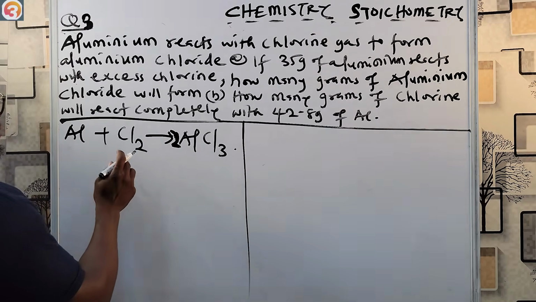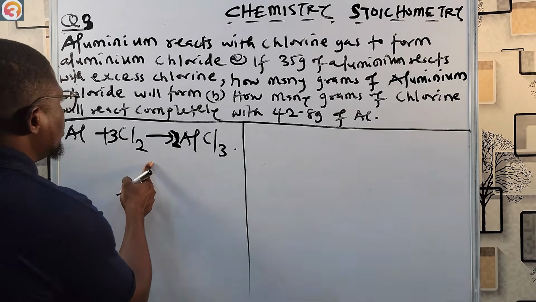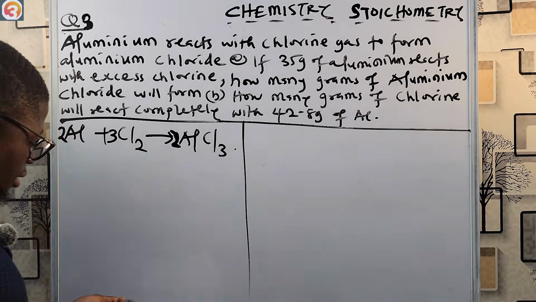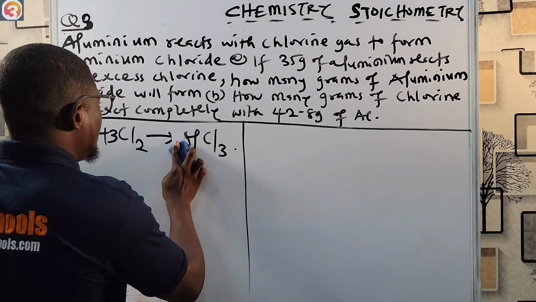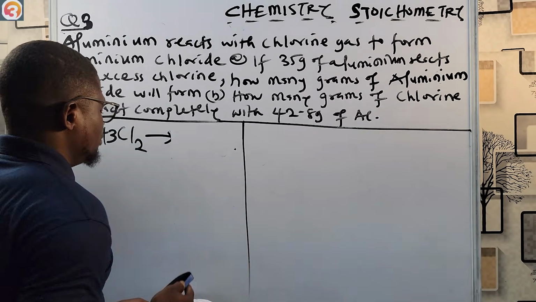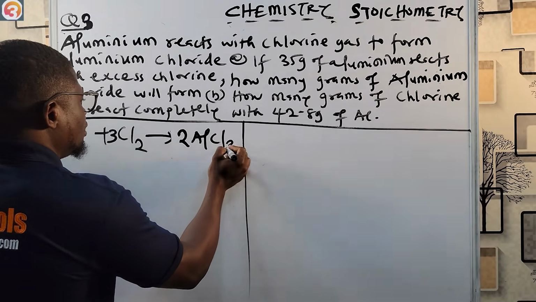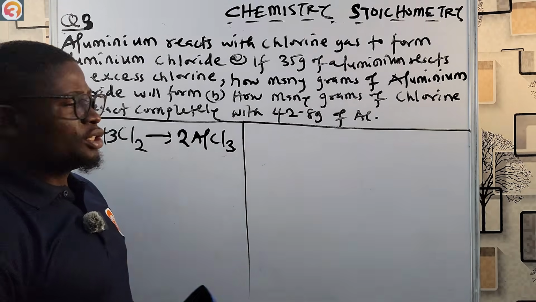All right. So now, if you put 3 here, this will be 6 chlorine. Okay, but aluminium will not be balanced, so you have to put 2 here to balance aluminium. So our balanced equation there will be 2AlCl3. That will be our balanced chemical equation.